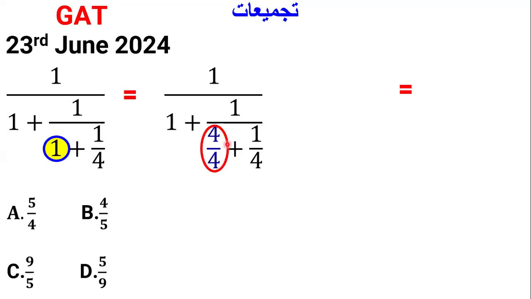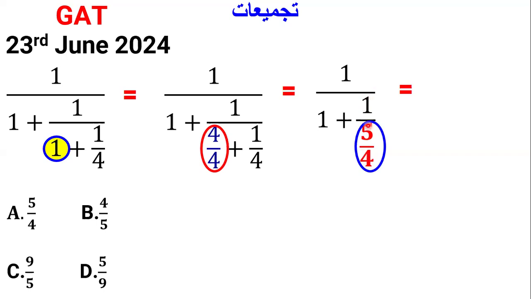Why do we write 4 over 4? Because the denominator is 4. We need to have the same denominator. Therefore, 4 over 4 will be the same as 1. Now we can add the fractions because we have the same denominator. Then 1 plus 4 will be 5. Here, the least common multiple is 4. So we need to write 5 over 4. Now, the next step, it will be 1 over 5 over 4.